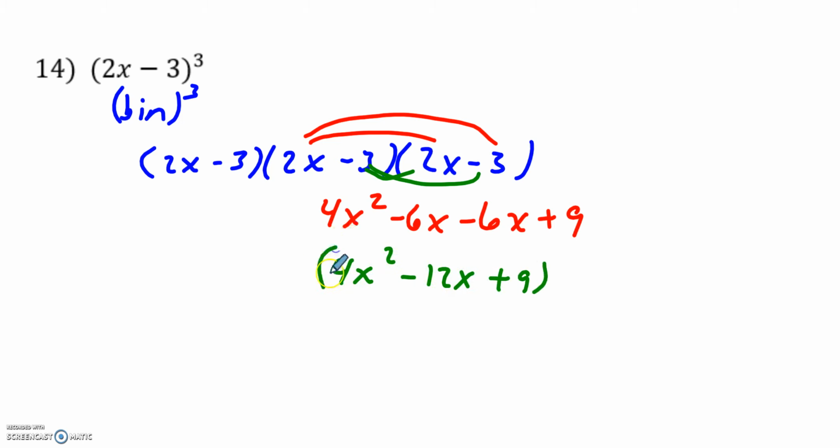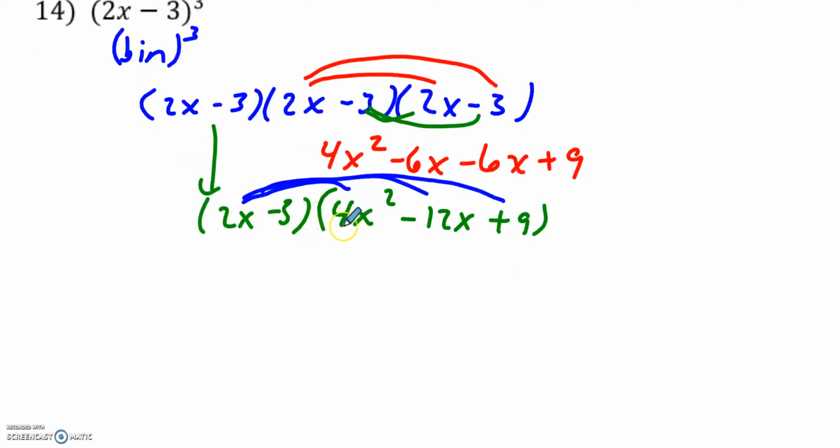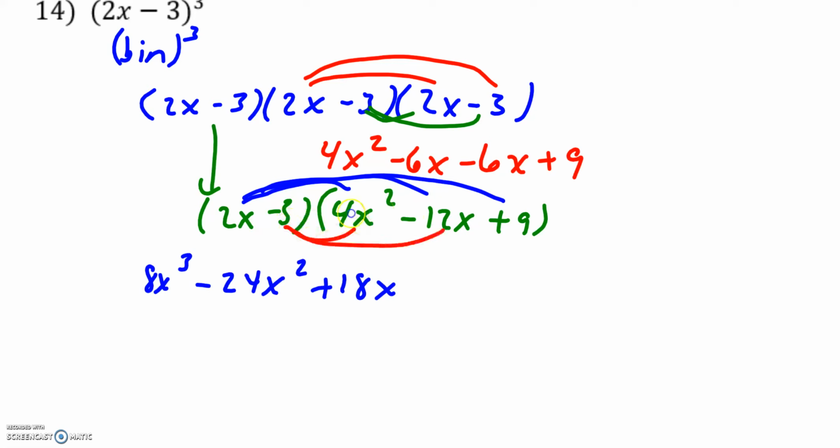But that is still multiplied by the 2x minus 3 that we didn't touch yet. And so now I have a binomial times a trinomial. If I first distribute the 2x to everything, 2x times 4x squared is 8x to the third. Multiply numbers, add exponents. 2x times negative 12 is negative 24x squared. 2x times 9 is a positive 18x. If I then distribute the negative 3, negative 3 times positive 4x squared is negative 12x squared. Negative 3 times negative 12 is a positive 36x. Negative 3 times positive 9 is a negative 27.